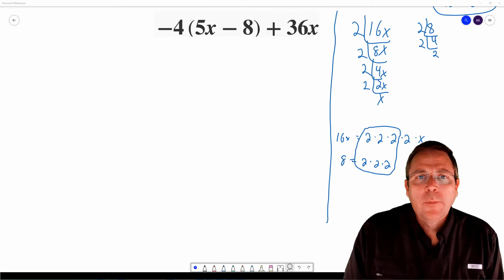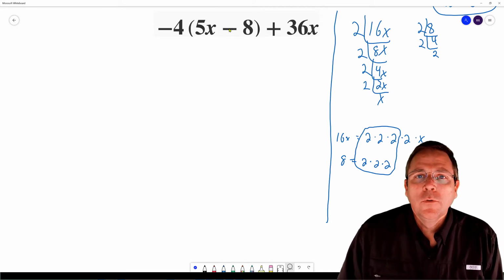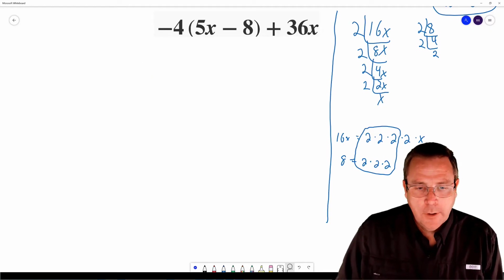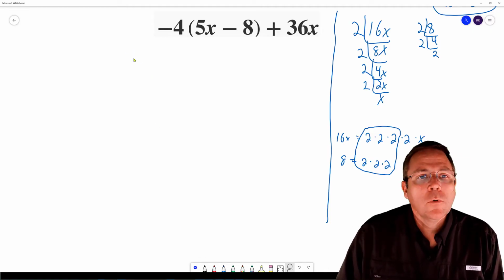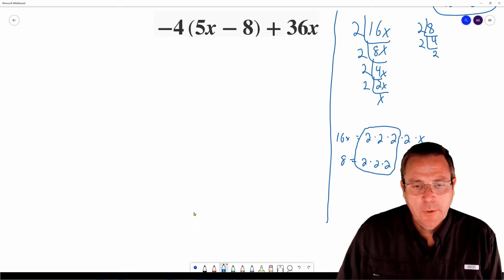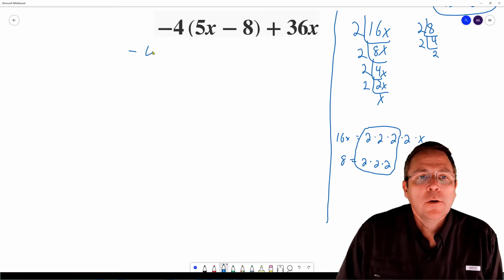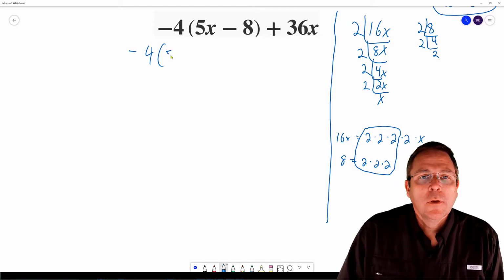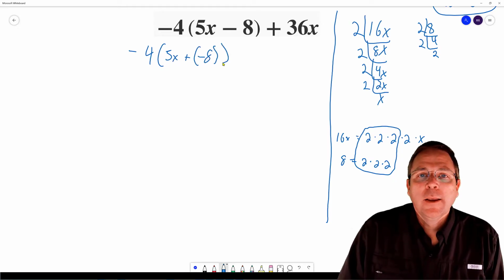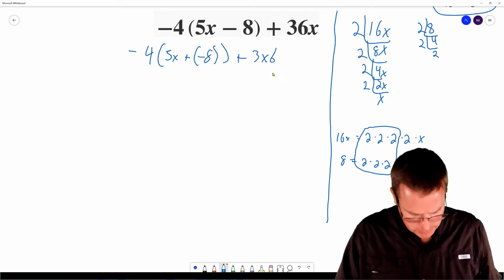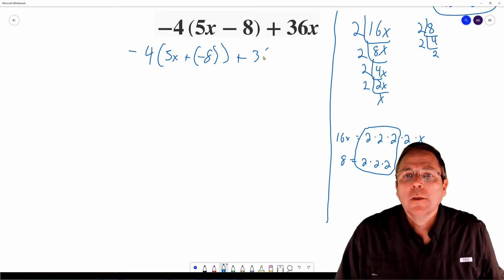I set my problem up here, and the first thing we're going to have to do is make this pretty problem ugly. So what I'm going to take, of course I need a pen working. Why is my pen not working? There we go. -4 times 5x plus a -8, making that pretty problem ugly, plus 36x. Well, I just totally screwed up 36x, didn't I?